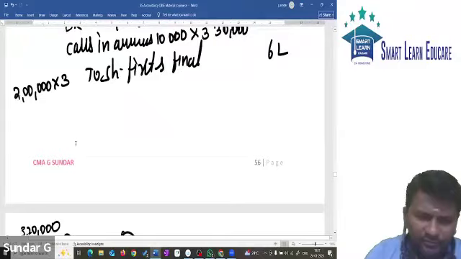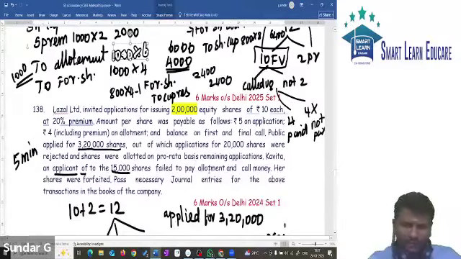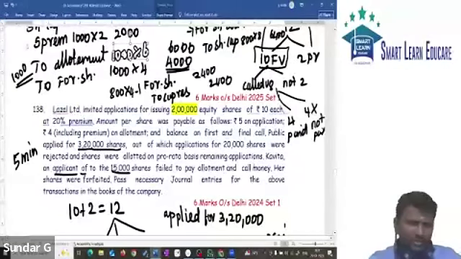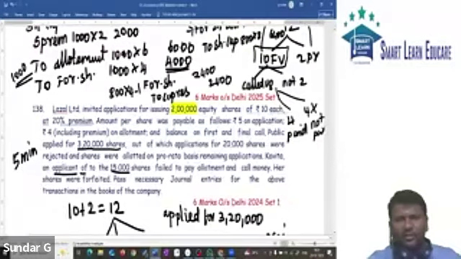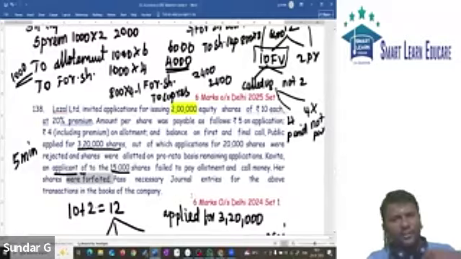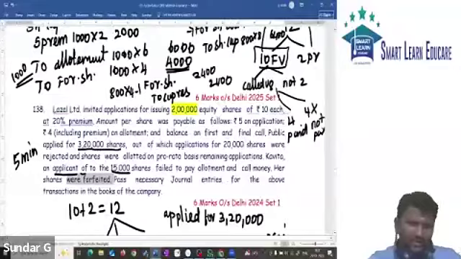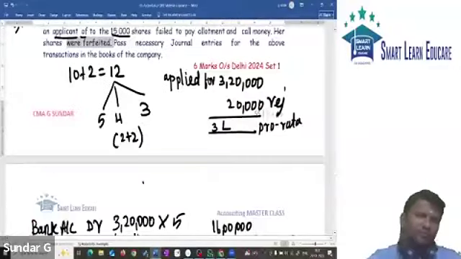Next, what happened? See whether the shares are forfeited. What else is given in the last line? Failed to pay allotment money and call money. Allotment also not paid, call money also not paid, and our shares were forfeited. Forfeiture takes place after calling for allotment and call money. Only after this is completed is forfeiture made.